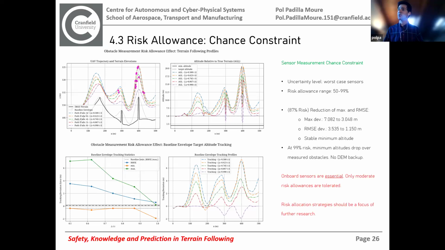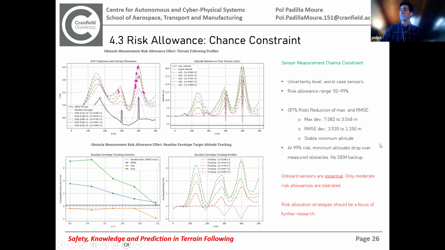You cannot make it so that the DEM points are the active constraints only because the DEM does not have information about certain obstacles. That way, as you can see here, we can start to improve the performance, the maximum deviation, the root mean square, while keeping the minimum deviation stable up to a certain point. After the point where the obstacle measurements become the inactive constraints, you're going to start to lower your minimum deviations, and this means that you're going to be placing your UAV at danger of crashing. And this is even more unacceptable than the risk of the UAV being detected.